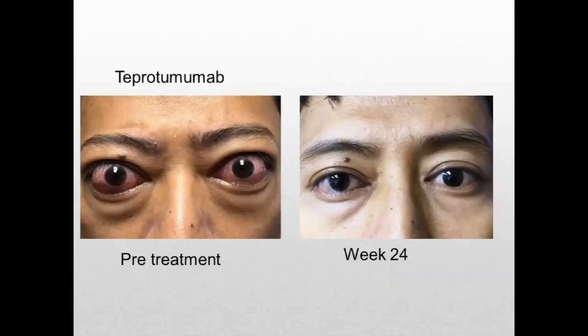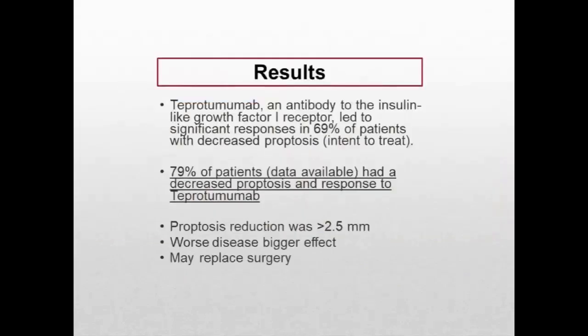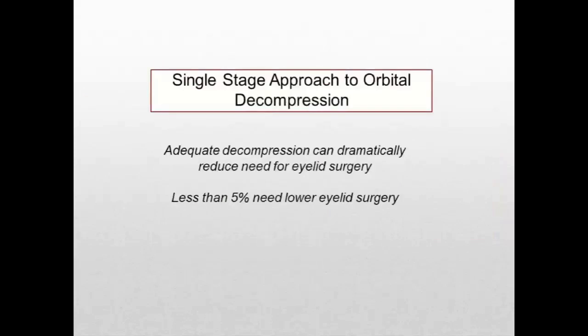This particular patient, I think, had his proptosis reduced about 6 millimeters, which would be very hard to achieve even with surgery. So it appears that teprotumumab is a reasonably effective drug, and almost 80% of patients had a response to this drug. And the improvement was about 2.5, and in the phase 3, even more, closer to 3 millimeters reduction. And the worse patients were, the more the effect was due to this drug.